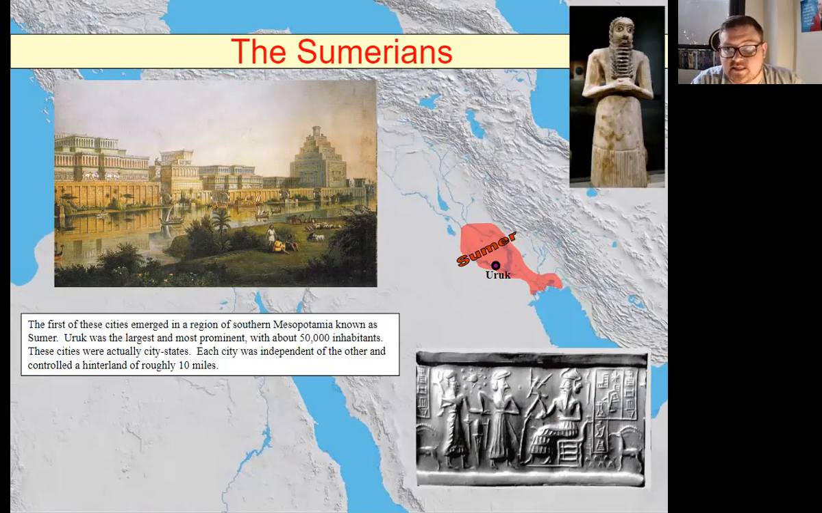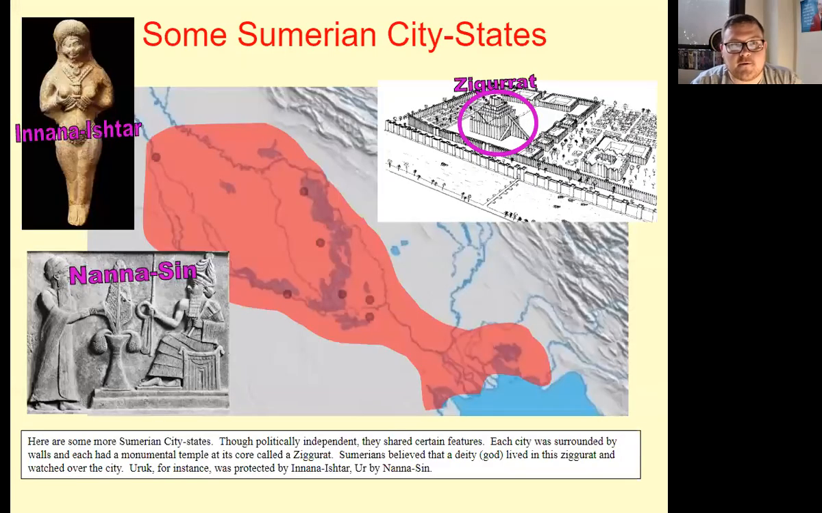These cities were actually called city-states. Each city was independent of the other, and controlled a hinterland of roughly 10 miles surrounding the city. So when I say a city-state, imagine a country that is literally the size of just one city or town, something like that, okay? So some of the Sumerian city-states, this is a ziggurat up here, and these are their gods. Here are some of the more Sumerian city-states.